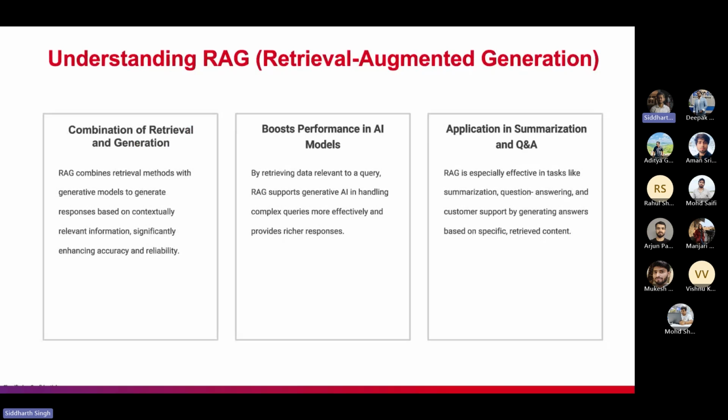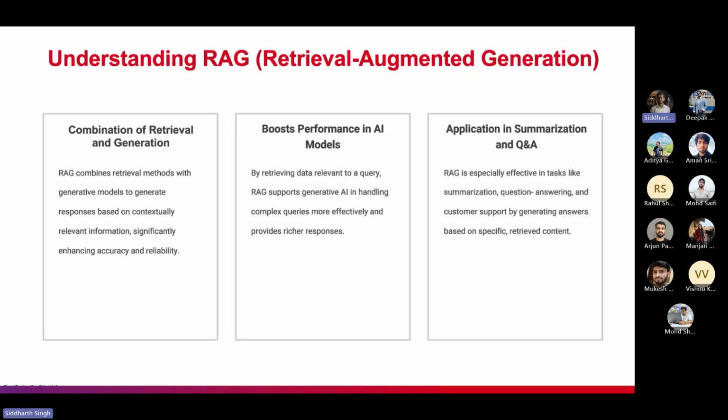So it is an innovative approach that merges retrieval methods with generative models to generate responses grounded in contextually relevant information. This synergy significantly enhances both the accuracy and reliability of the generated outputs. One of the standout benefits of RAG is its ability to improve performance in AI models. By retrieving data that directly pertains to a specific query, RAG enables the model to navigate complex questions with greater efficiency and nuance. This retrieval mechanism ensures that responses are not only informed but also closely aligned with the user's intent. RAG shines in applications such as summarization, question answering, and customer support.